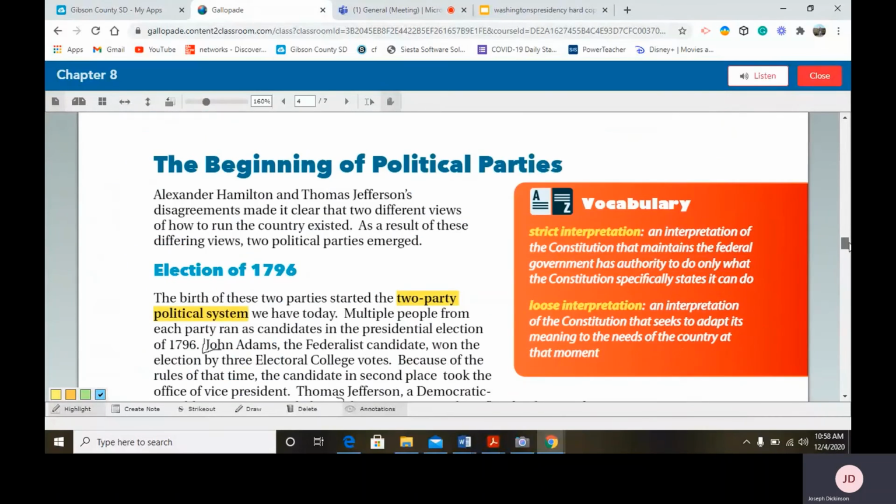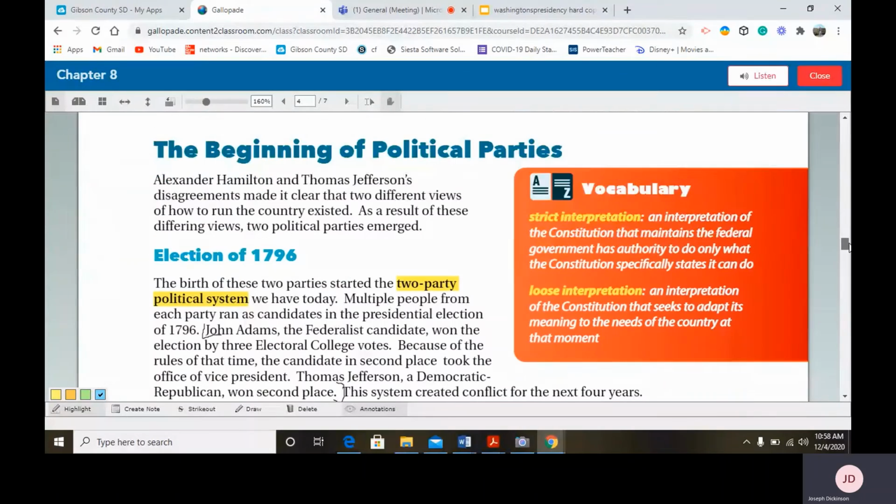All right, so the beginning of political parties. This is where you will get your actual political parties. Alexander Hamilton and Thomas Jefferson's disagreements made it clear that 2 different views of how to run the country existed. As a result of these differing views, 2 political parties emerged.